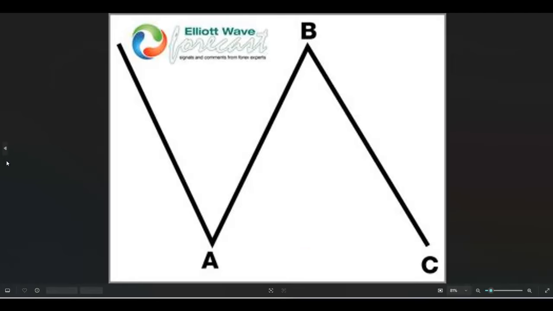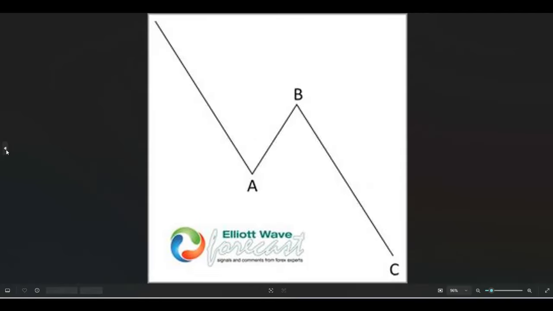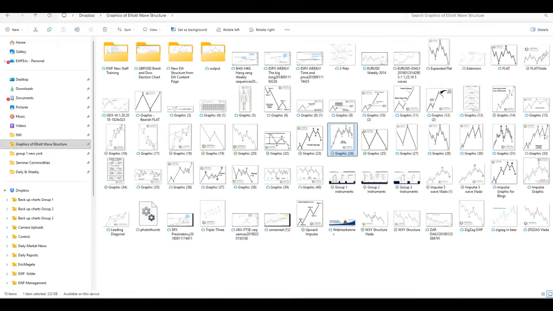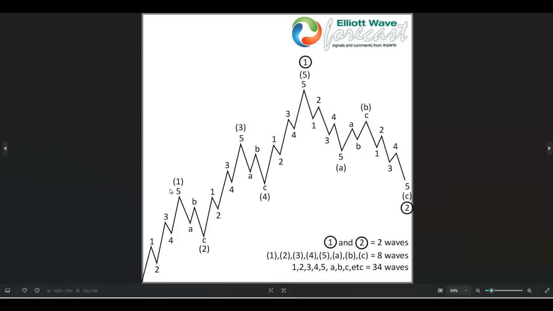One second. Right. For example, let me see over here. It's very simple. These are new tools that we use in Elliott Wave forecast. For example, this is 1, 2, 3, 4, 5 with all the subdivisions, right?